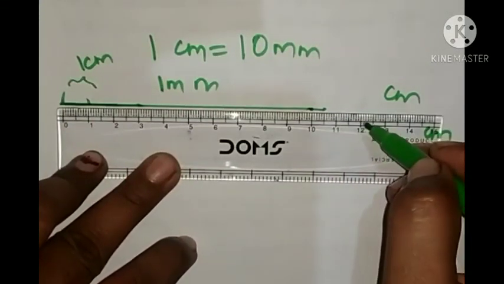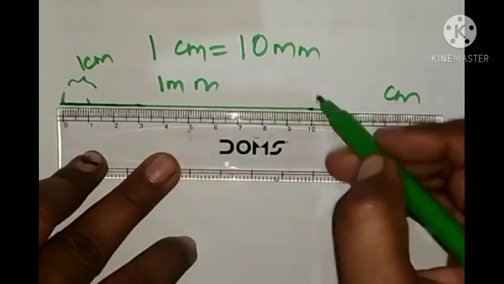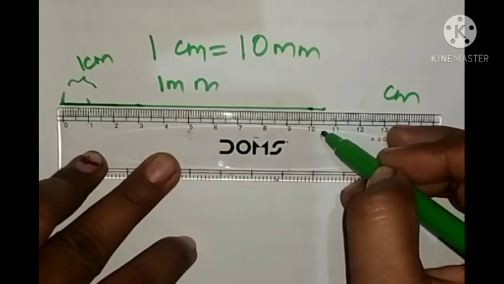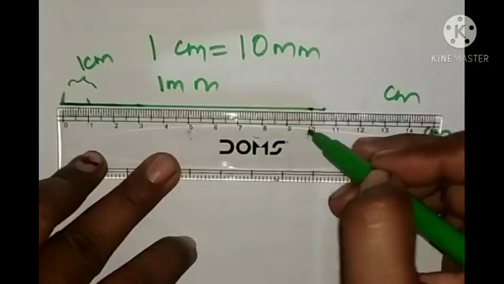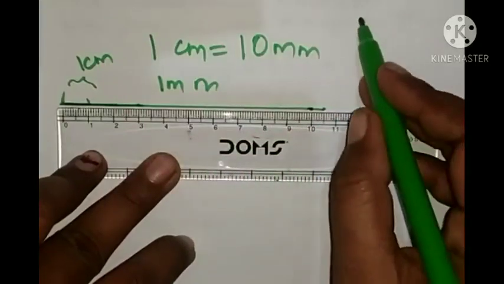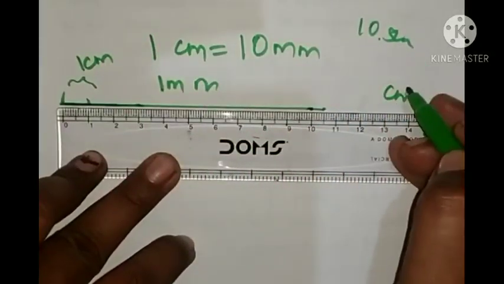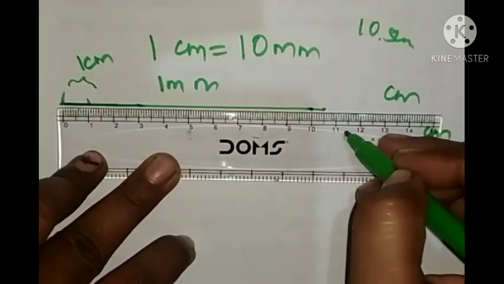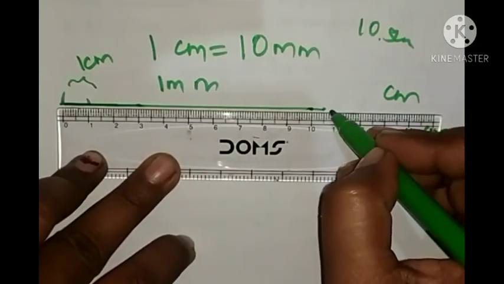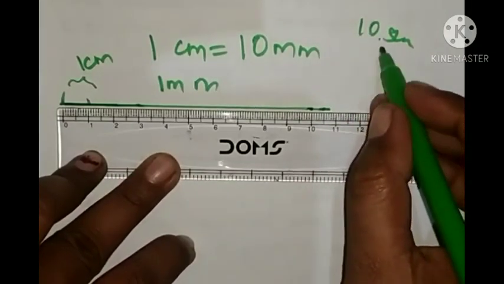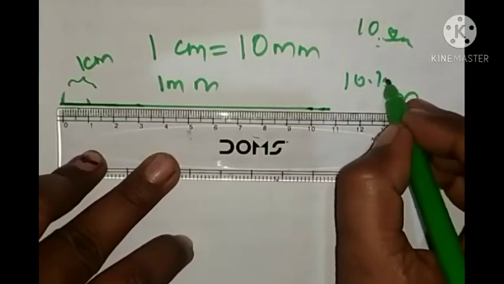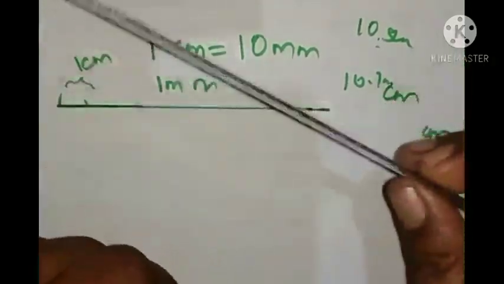Okay, 10 points means it is 10 centimeter 5 millimeter. But you can say it as 10.5 centimeter. Or whatever subparts are there, if it is 7, you can say that 10.7 centimeter. Like this you can measure in ruler.